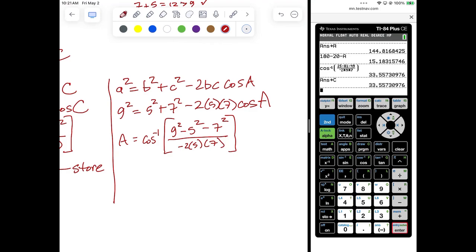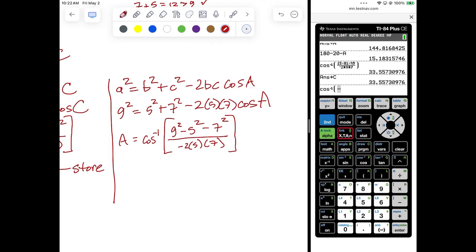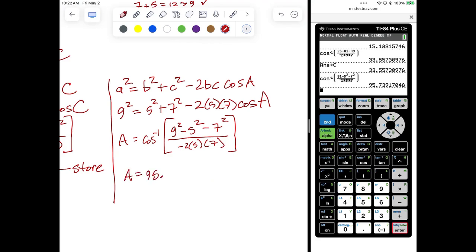Now we just type it in, second cosine, alpha x, 81 minus 5 squared minus 7 squared, whatever. On the bottom, minus 2 times 5 times 7. Double check, triple check. It looks good to me. Hit enter, and you get A equals 95.739 degrees. And again, I'm going to box it, and then I'm going to store it. Store it as alpha A. Boom.